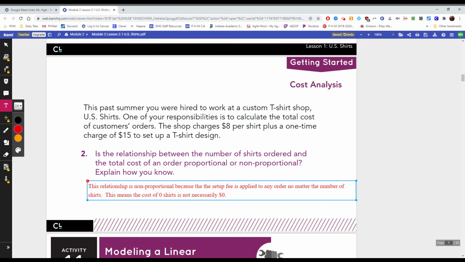In the next video, we'll record activity 1.1 and look into this problem a little bit deeper. So hope that helps.